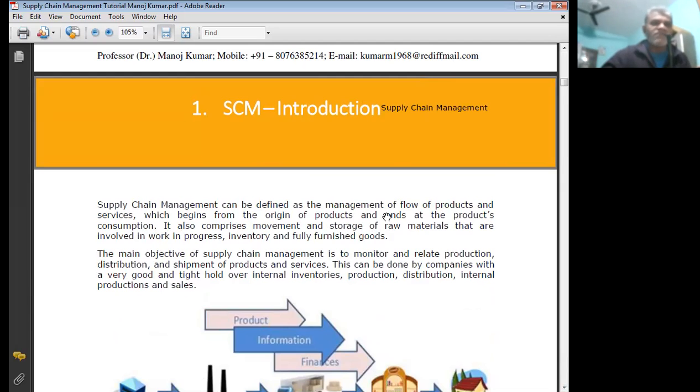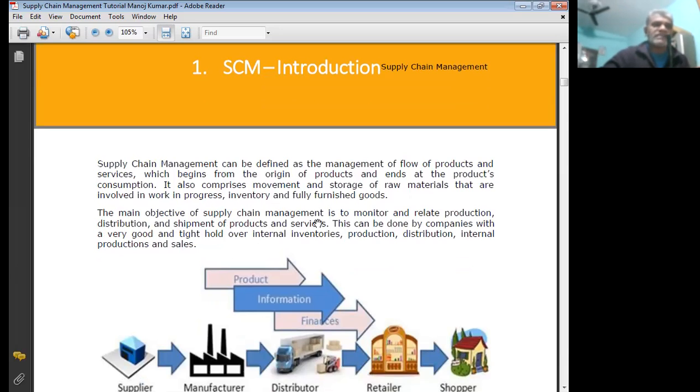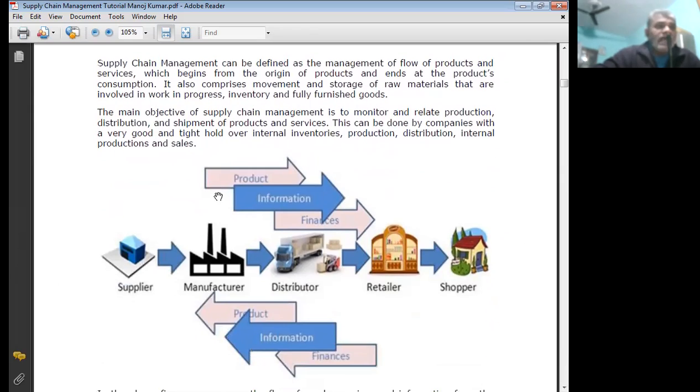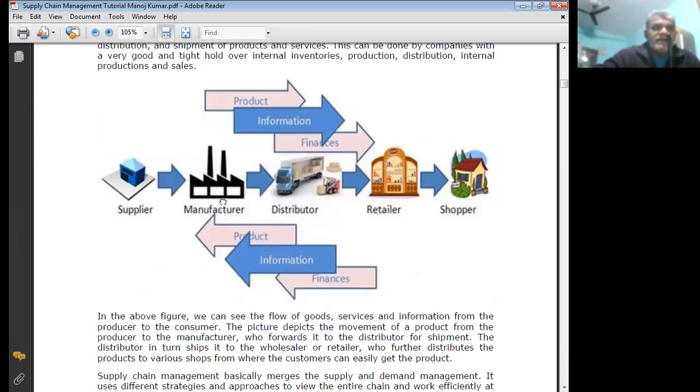Supply chain management can be defined as the management of the flow of products and services, which begins from the origin of the products and ends at the product's consumption. It also comprises movement and storage of the raw material involved in work in progress, inventory, and fully finished goods. The main objective of supply chain management is to monitor and relate production, distribution, and shipment of the products and services. This can be done by the company with a tight hold over internal inventory, production, distribution, and sales.